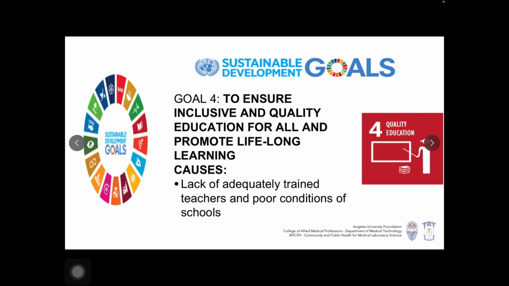Goal 4, to ensure inclusive and quality education for all and promote lifelong learning. So this goal ensures that everyone is provided a complete and free quality education. Also, everyone should have equal access to technical, vocational, and tertiary education. This will be for everyone, meaning that it should include persons with disabilities, indigenous people, and those children who are in vulnerable situations.